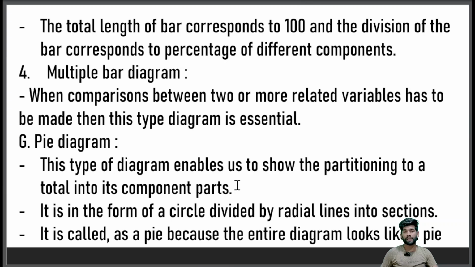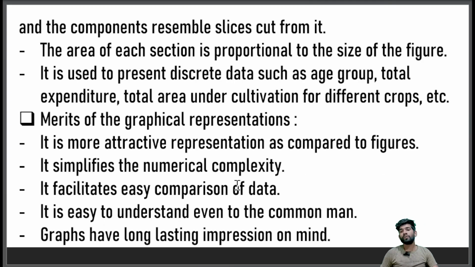Then the next is the pie diagram. This type of diagram enables us to show the partitioning of a total into its component parts. It is in the form of a circle divided by radial lines into sections, like a pizza. It is called a pie because the entire diagram looks like a pie and the components resemble slices cut from it. The area of each section is proportional to the size of the figure. It is used to present discrete data such as total expenditure, total area under cultivation for different crops, etc. These are the examples which we can use in a pie diagram.